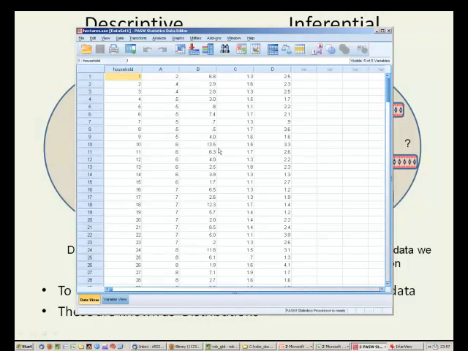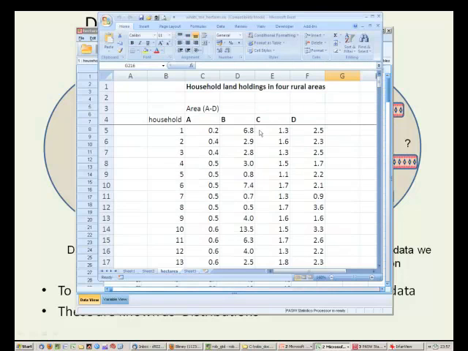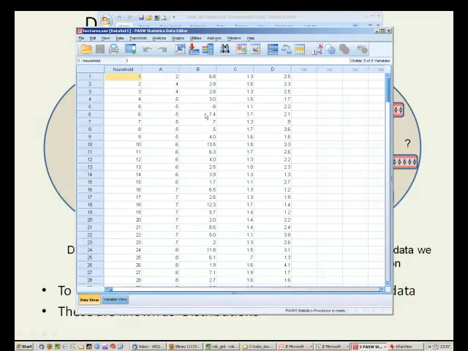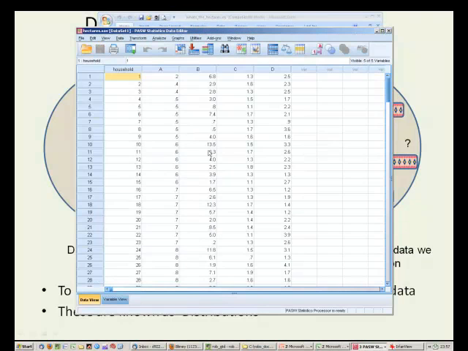Now, here I have the data that I showed earlier on land holdings in 4 areas. Now, in Excel, it looks like this. So this is the data in Excel that I worked with before. And if you transfer this to the Specialist Statistics Program, SPSS, it looks like this. And you can see it looks pretty similar, except that instead of these labels here being in the sheet, the only thing that's in the sheet is the data itself, numbers.